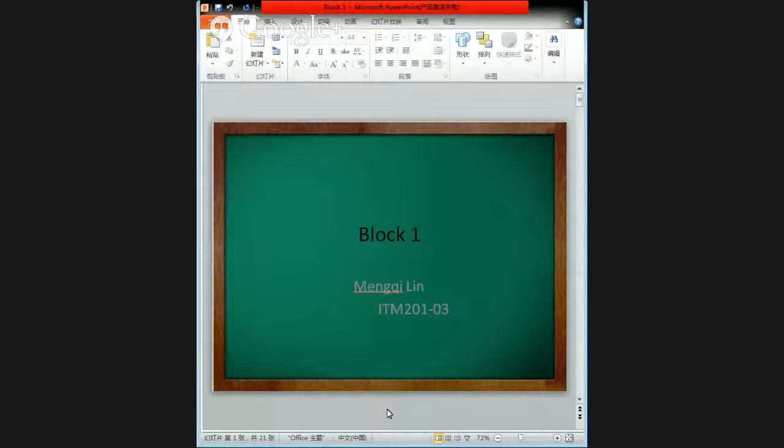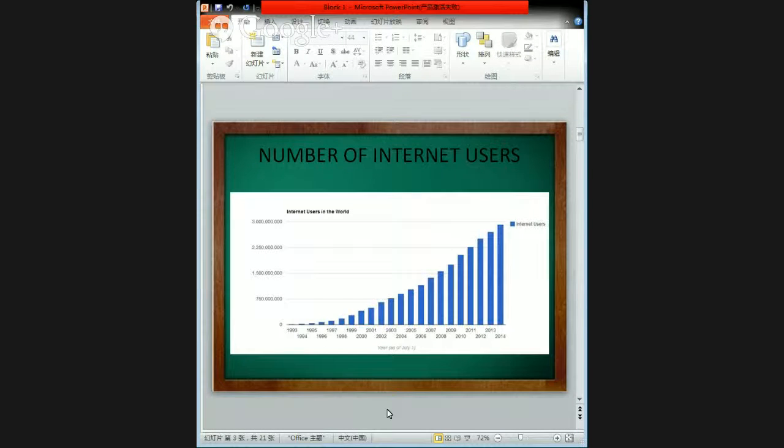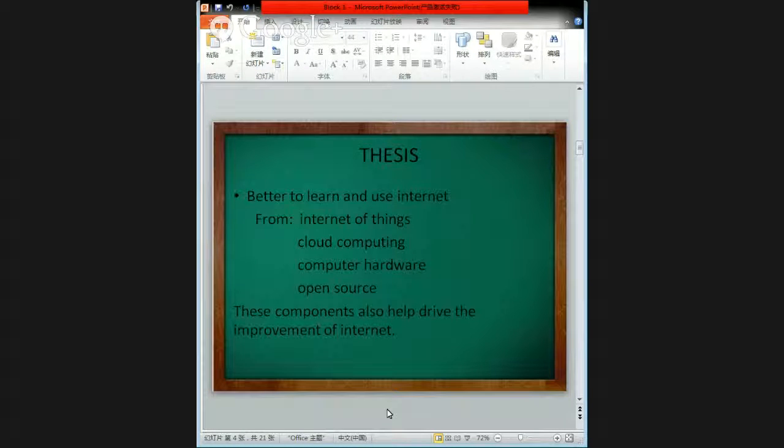Do you know how many populations of the world use the internet nowadays? Around 40% of the world population. Let's look at the diagram. The number is increasing rapidly from 1993 to 2014. Therefore, with the advancement of society and technology, the Internet seems to have occupied a large percent of our daily life.